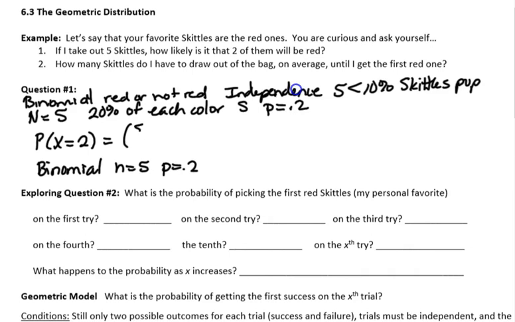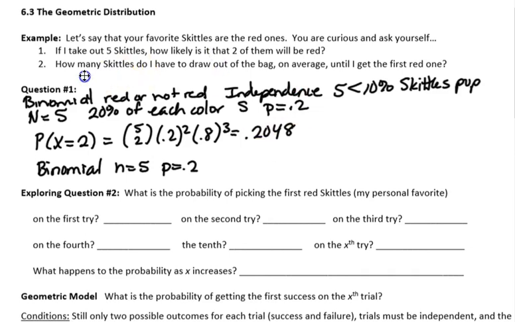So this is going to be 5 choose 2, 0.2 squared times 0.8 to the third. And that turns out to be, I need to check my notes here, 0.2048. So there's only about a 20% chance that I would have gotten 2 reds out of 5.